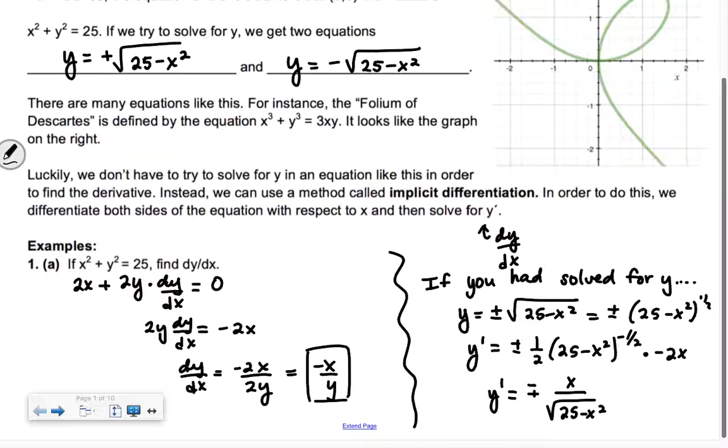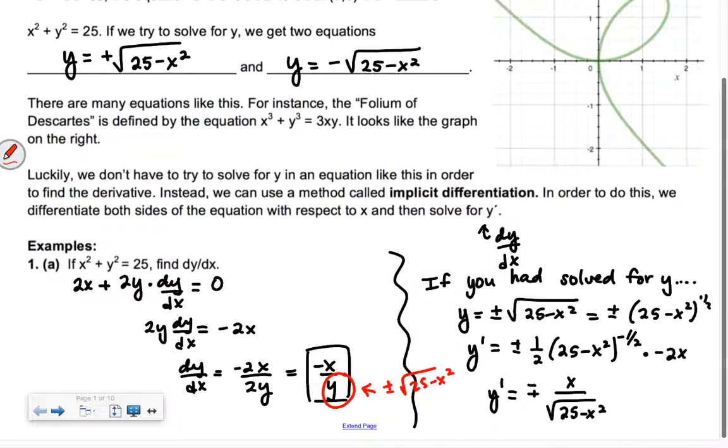So the question is, is this the same? It doesn't look the same, does it? These two things don't look the same. But are they? Yeah, because the square root of 25 minus x squared with the plus or minus, isn't that just y? Do you see it? We solved for y. Wasn't that the same as plus or minus the square root of 25 minus x squared? So our answers are identical. One of them has a y left in it and one of them doesn't. So we are allowed to leave the y in the final answer.